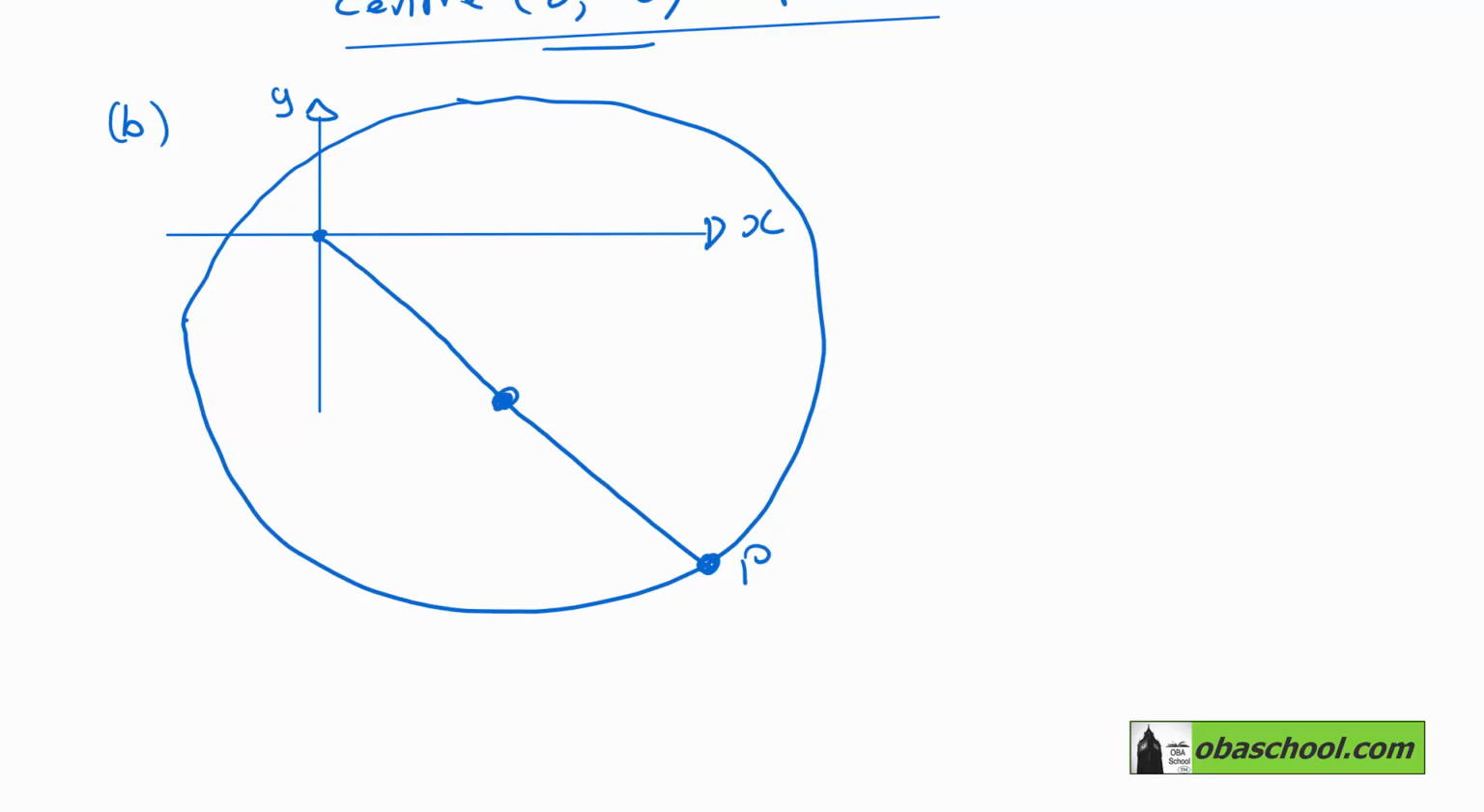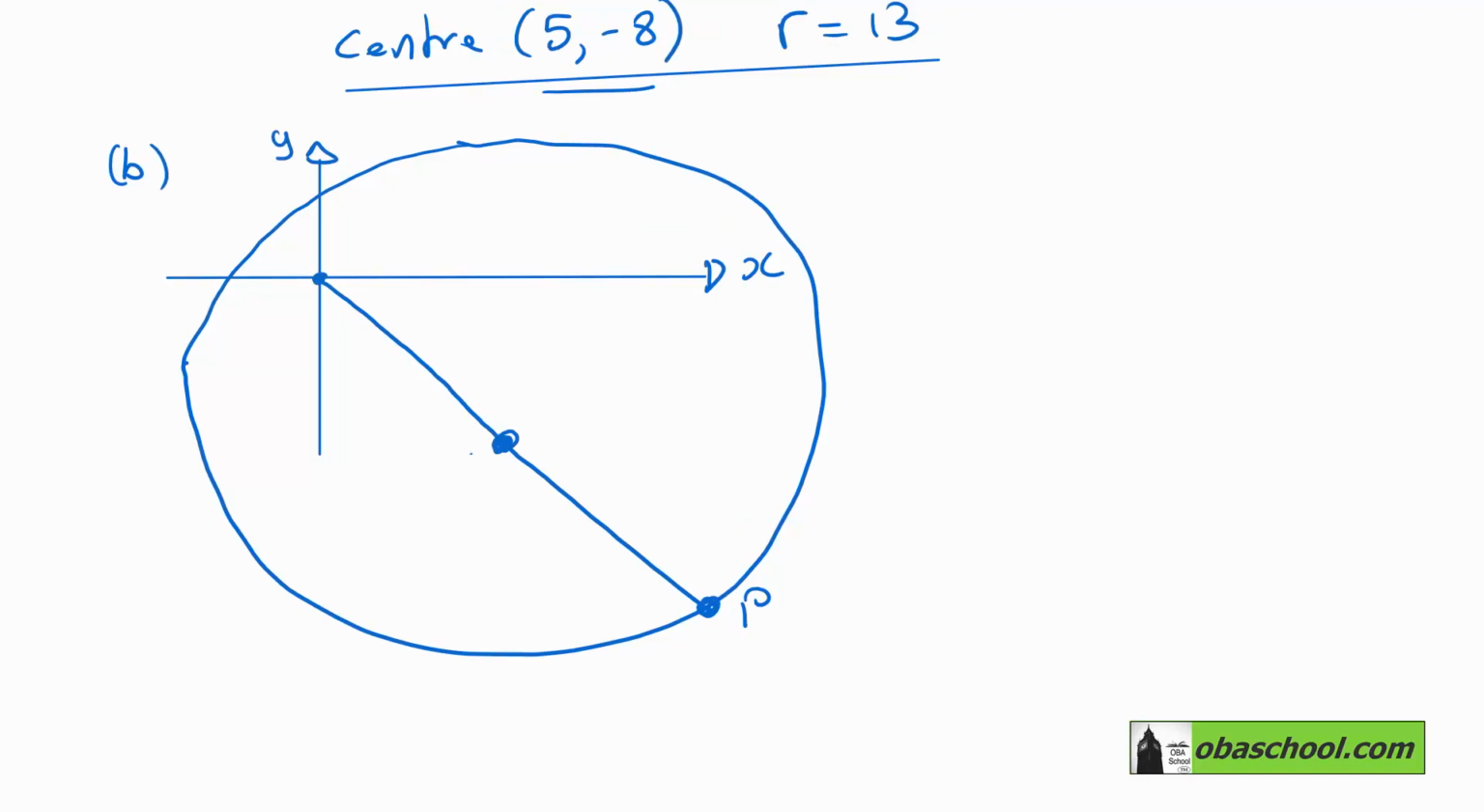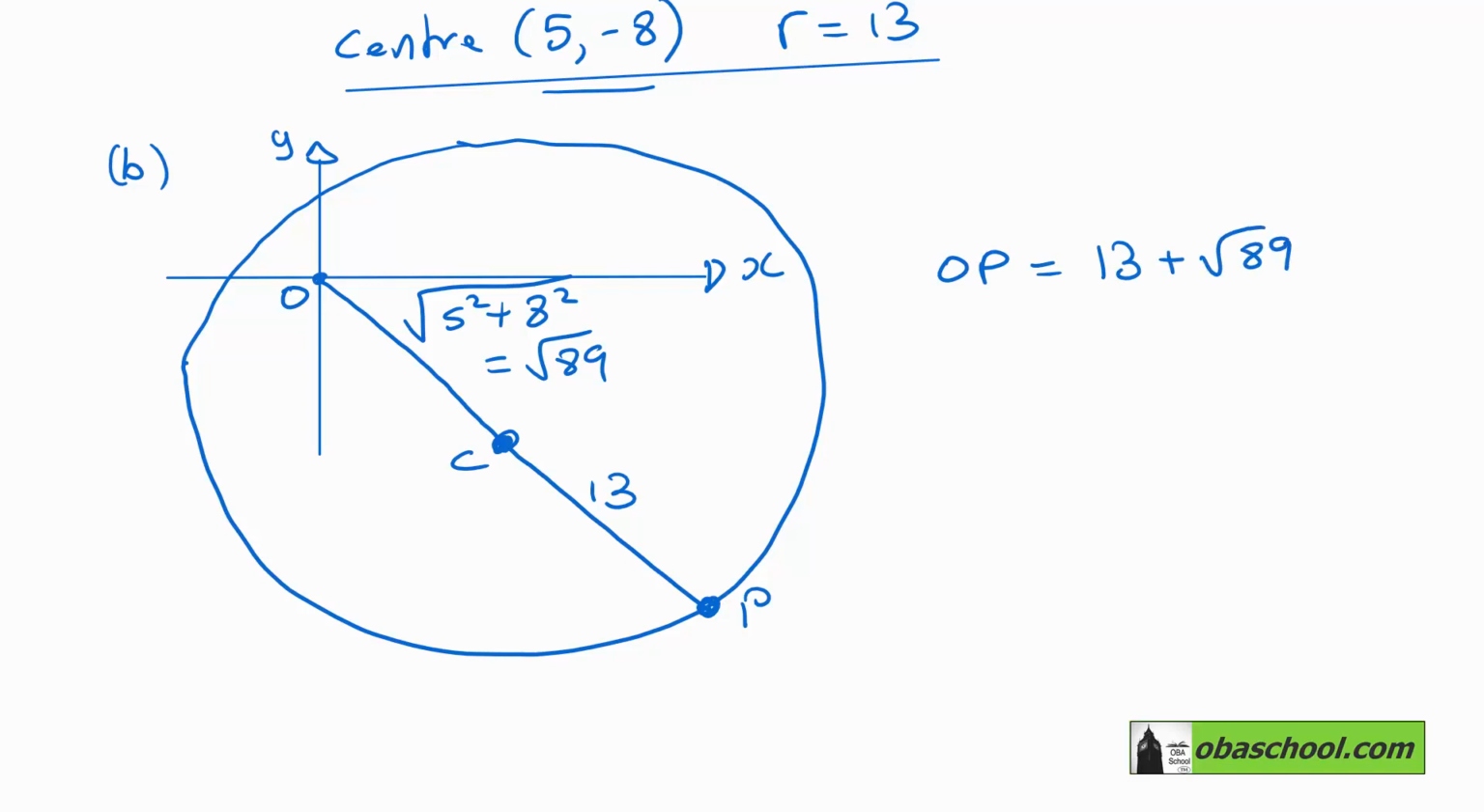Now, the distance from the centre of the circle to P is the radius, which is 13. The distance from the origin to C, we just worked out, was the square root of 5 squared plus 8 squared, which is the square root of 89. So OP is going to be 13 plus root 89.